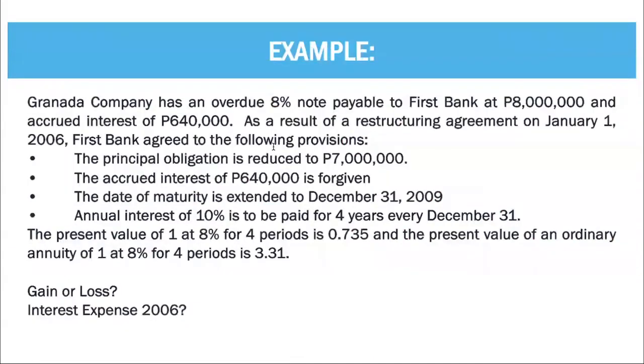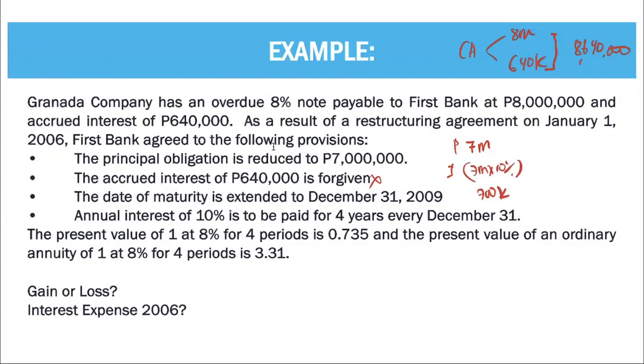Granada Company has an overdue 8% note payable to First Bank of 8 million and accrued interest of 640,000. So what is the carrying amount of our liability? 8 million together with your accrued interest of 640,000, that's 8,640,000. As a result of the debt restructuring agreement, the First Bank agreed to the following provisions. The principal obligation is reduced to 7 million. Accrued interest is forgiven. The date of maturity is extended to December 31, and the annual interest of 10% is to be paid for 4 years. So 7 million times 10%, this is the annual interest, 700,000.